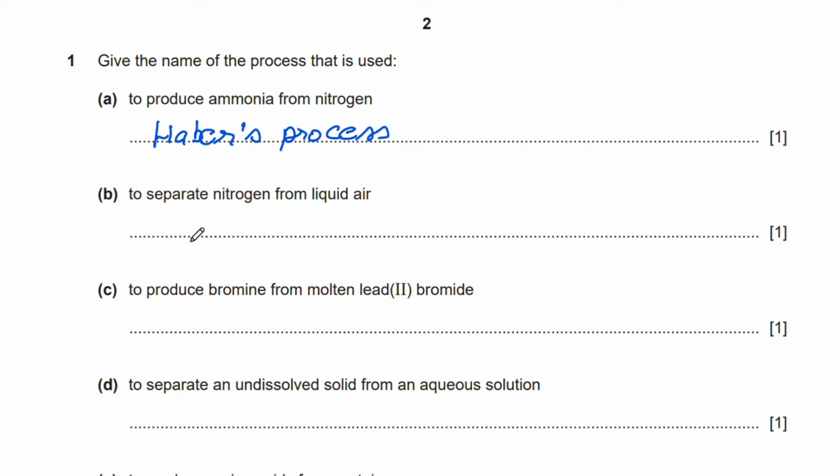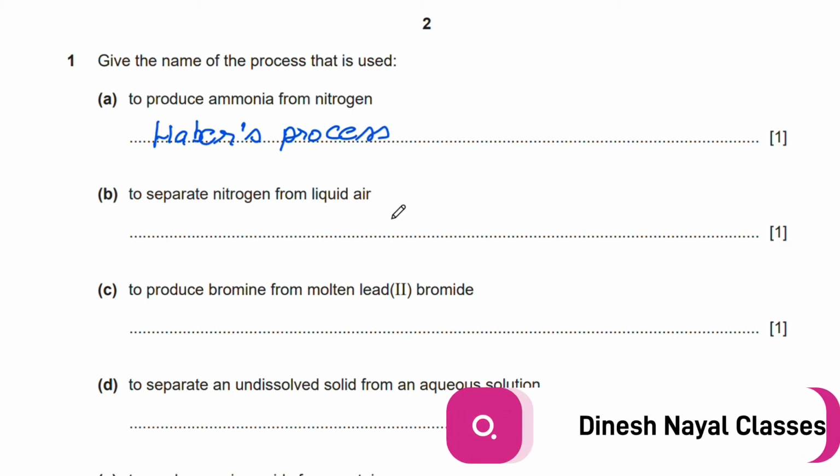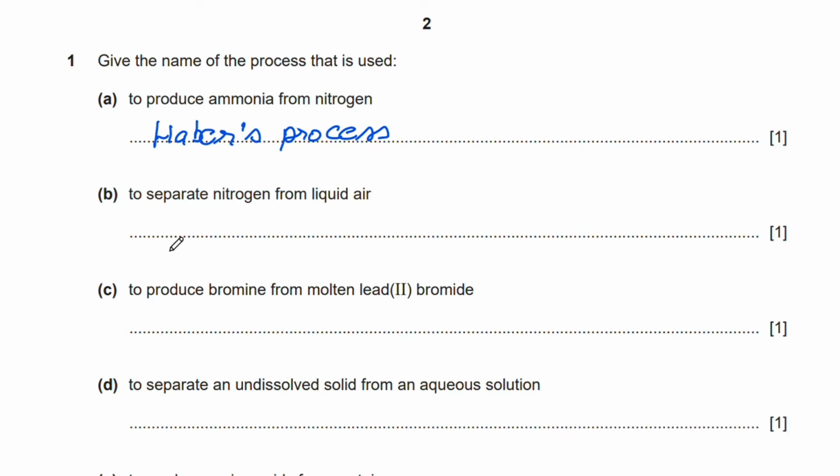Second part, to separate nitrogen from liquid air. So see, we are taking air, we liquefy the whole air and then we separate nitrogen from it. So this is actually done by fractional distillation.